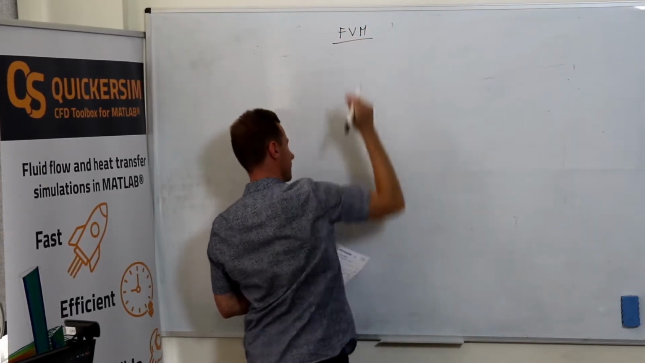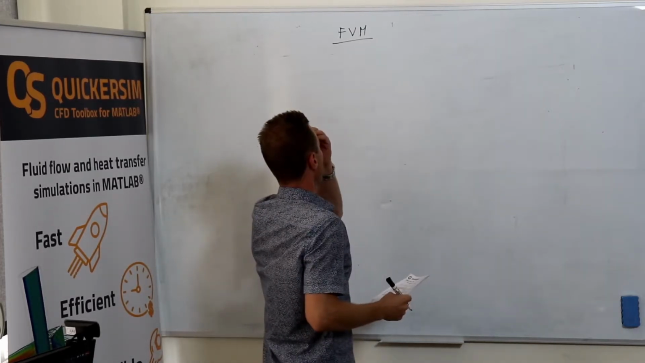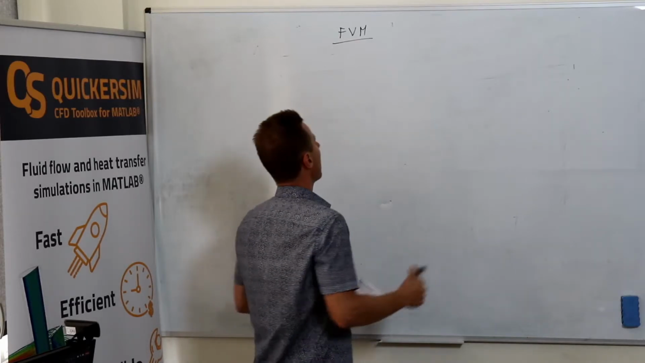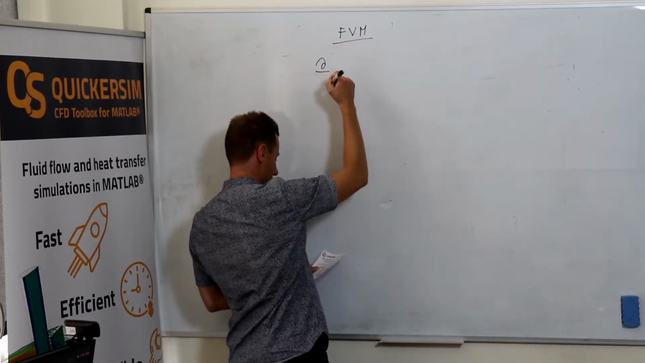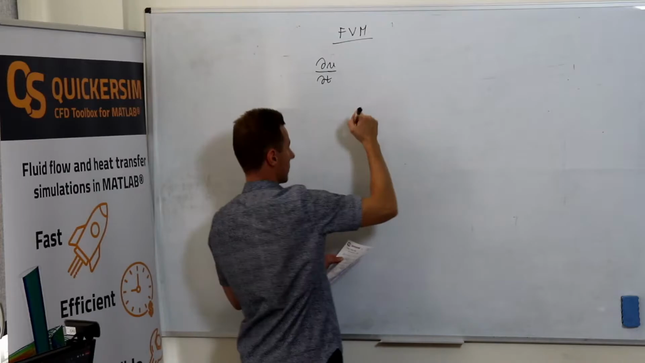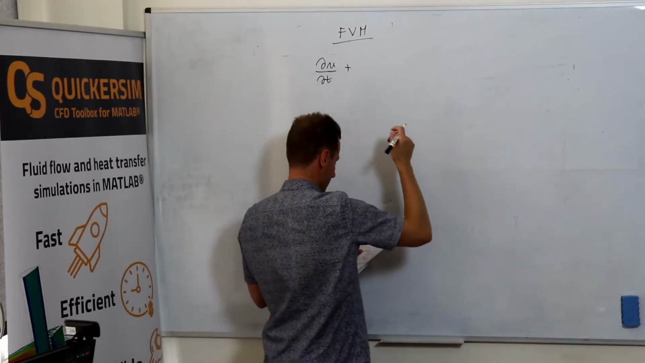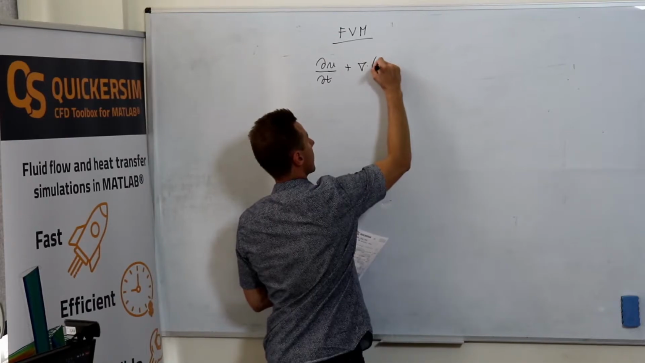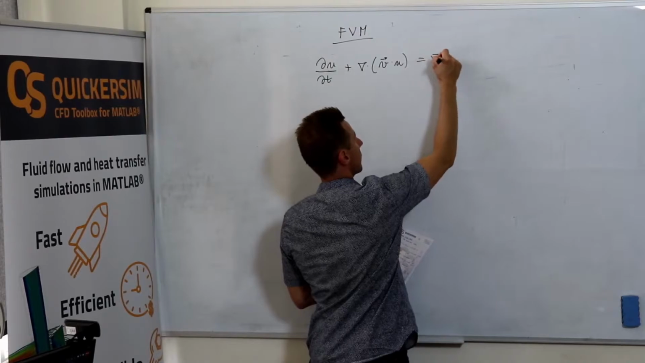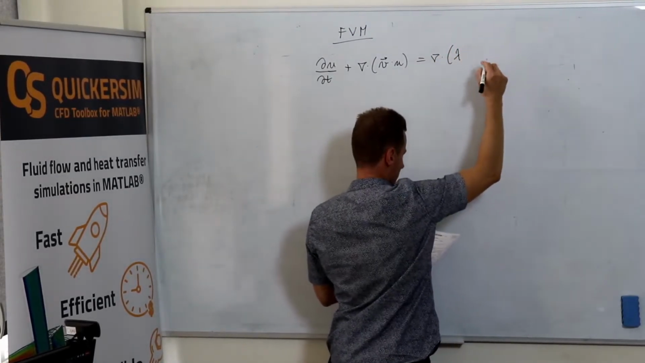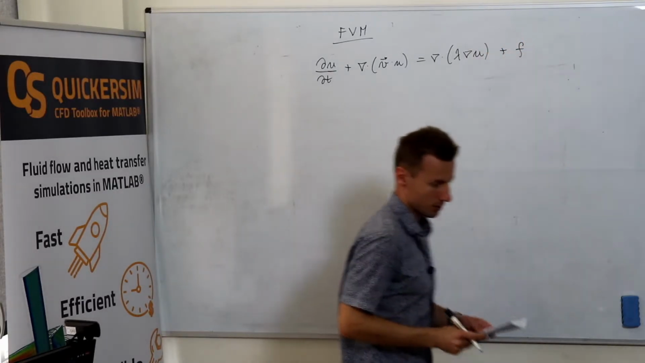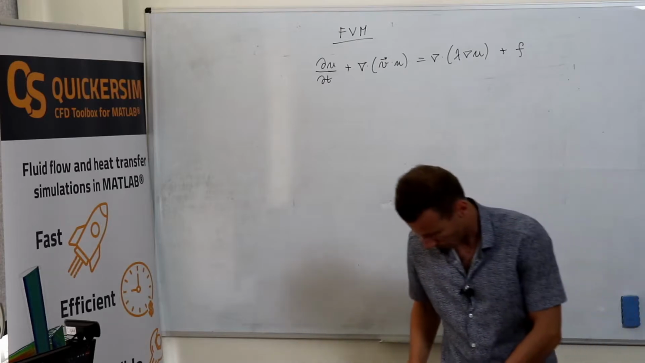Finite volume method. Again, it's a method to discretize a partial differential equation. And let's start with the general scalar transport equation: the time derivative plus divergence of velocity times the scalar quantity equals divergence of the diffusivity times the gradient of the scalar quantity plus the source term.